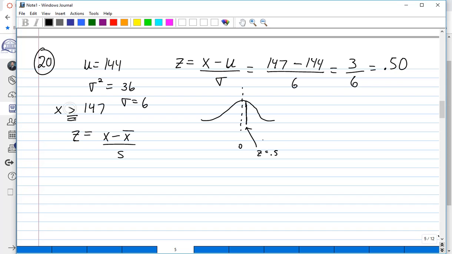Now, since this was a greater than, the probability that a randomly selected ball bearing would be greater than 147, that means we want the area to the right. And remember, our tables do not give us the area to the right. The tables are going to give us the area to the left. So to find the area to the right, I'm going to say 1 minus whatever area I get for z equals 0.50. So I need to go to my table.